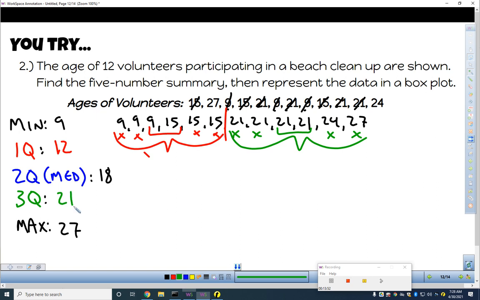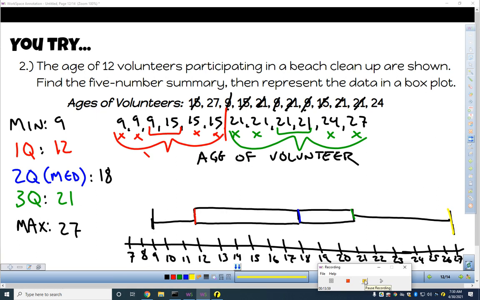Okay. I would invite you to pause the screen again and create a box plot. As you can see, we've got our box plot here, the age of our volunteers. We've got our minimum value represented down here, our youngest person at 9. Our maximum value, our oldest person, is 27. The red line represents the first quartile, 12. The blue line represents the median, the second quartile, at 18. The green line represents the third quartile at 21.